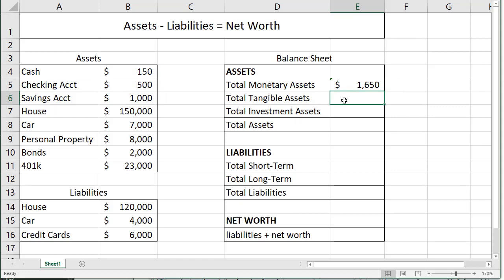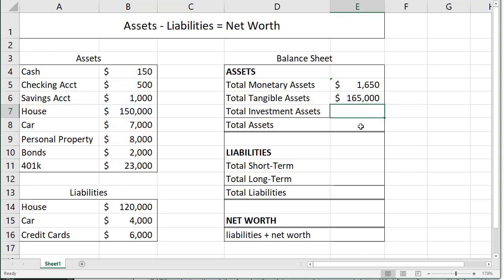Next is my tangible assets. Tangible assets are the things that I can see and touch. So that's my house. I'm also going to add in my car, and then finally I'm going to add in the personal property that I have.